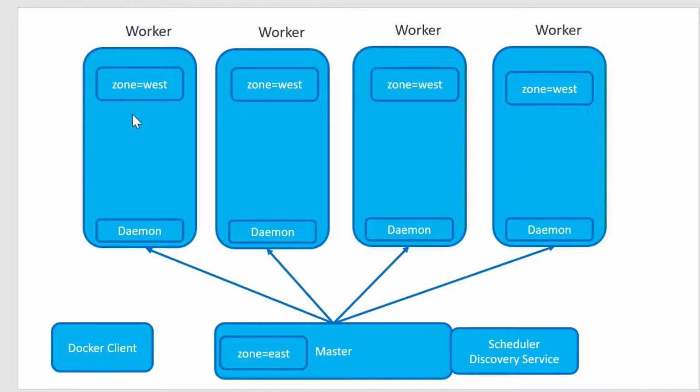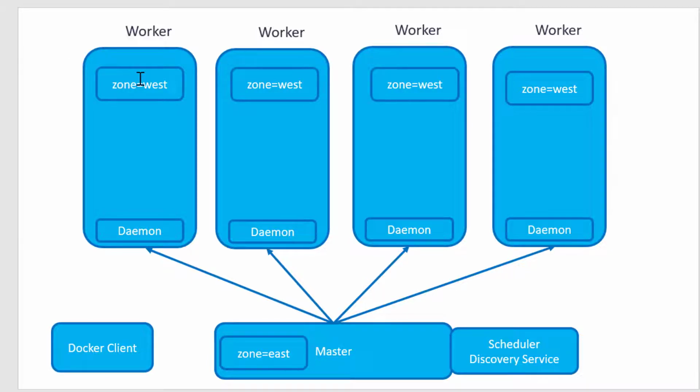Say for example, I'm going to have these particular workers with the label zone as west and the master will be placed in the zone as east. Generally we will be having different zones within the cloud so that I can have very high availability, and every zone will be independent of each other. So with the same concept, I'm going to demonstrate how the placement preference will be working.